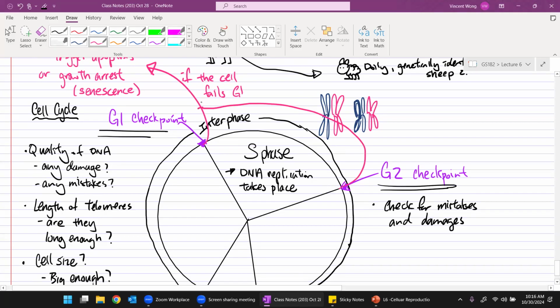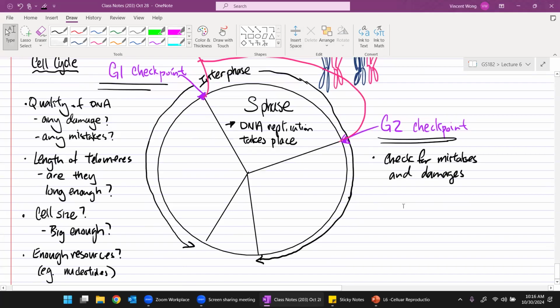Okay. If it fails G2, then even though we copied the DNA, it looks like there are some major issues here, right? We're not going to be able to move forward. We have to kill the cell. And if everything's good, then you prepare a little bit more. And then finally, you're going to do the mitosis, the actual cell division.